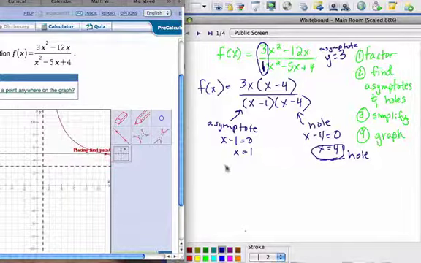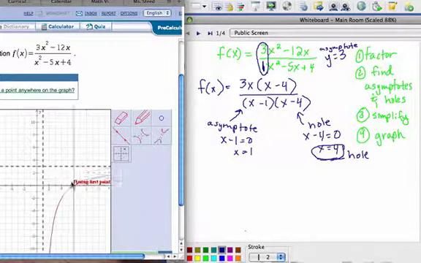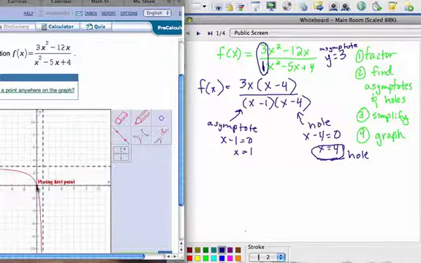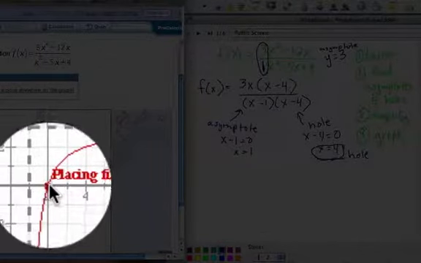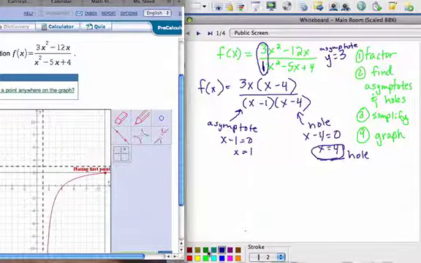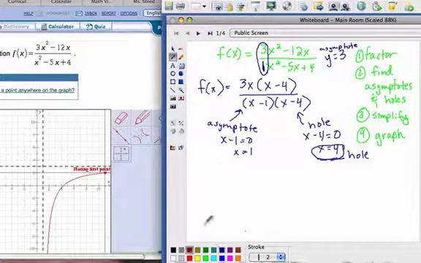Then it's asking you to place these points. Okay, so in order to place these points, we need some values. What I suggest you do is pick a value to the left of your vertical asymptote. So I'm going to pick 0, and I'm going to pick a value to the right, and I'm going to pick 2. So I'm going to find out what happens when x equals 0. I plug that into my function.